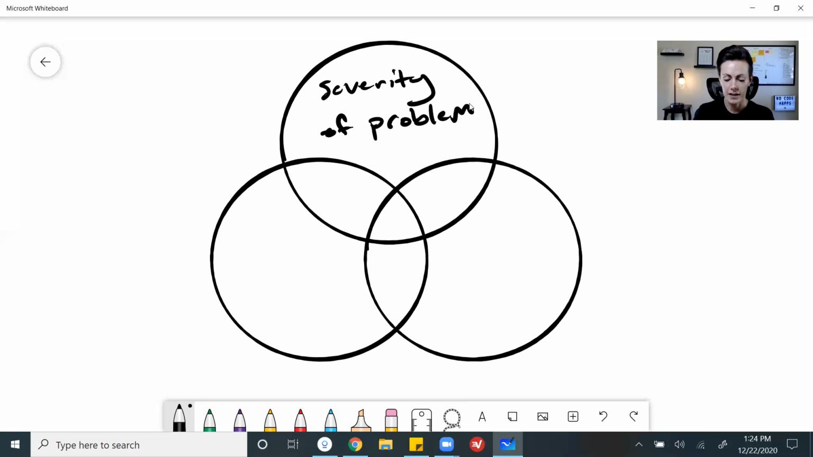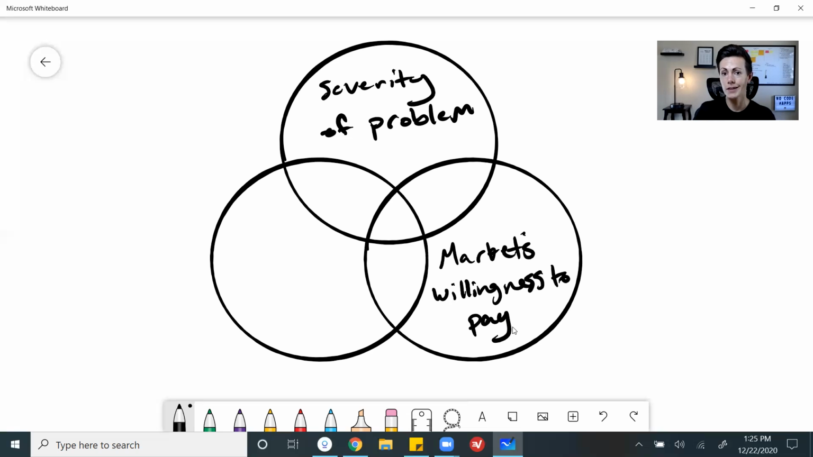Okay, now the second thing that I want you to think about is the willingness of your target market to spend money, to invest resources into solving this problem. So we're going to say market's willingness to pay.